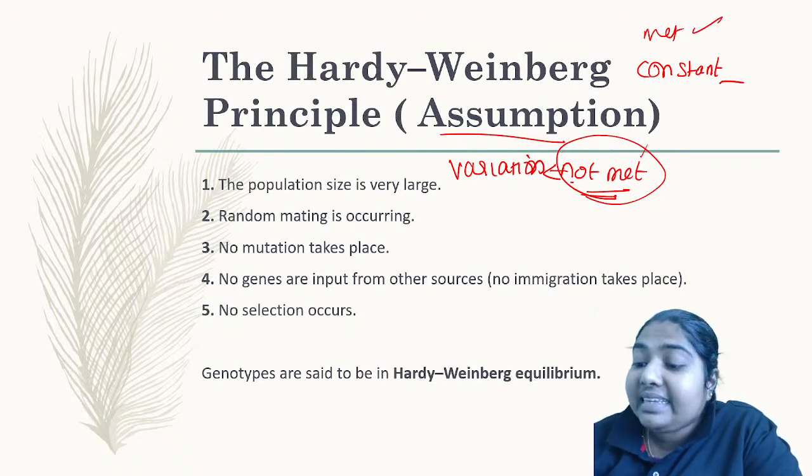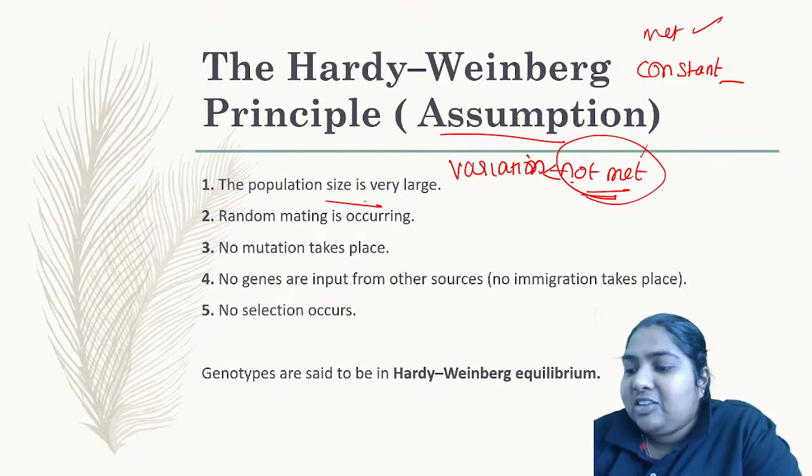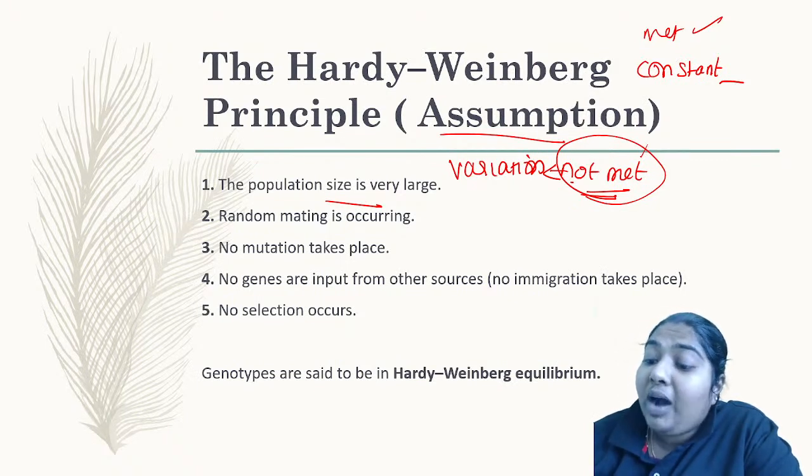Let us see what the key assumptions are. Number 1 is the size. Under size, as I told you, it is pretty important: it is going to be a very large size.